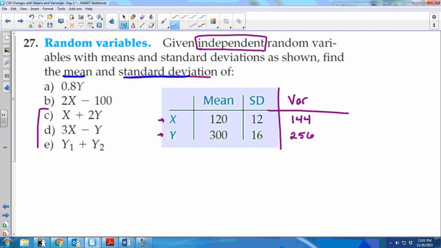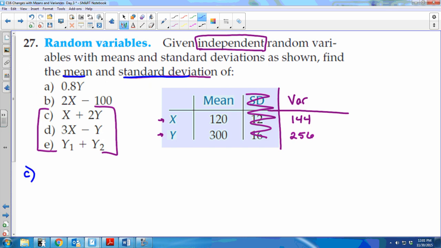are all combining random variables. So on C, D, and E, I can't use the standard deviations because we're combining two variables, and that's when you have to use the variances. There is no rule about combining standard deviations. There are rules for combining variances. Okay? So keep that in mind.